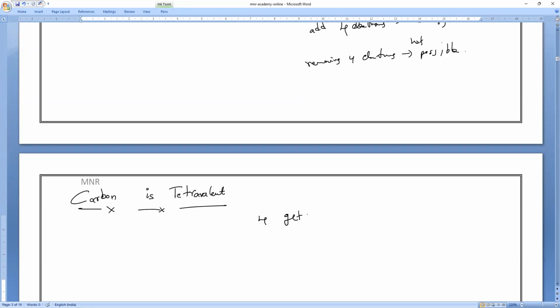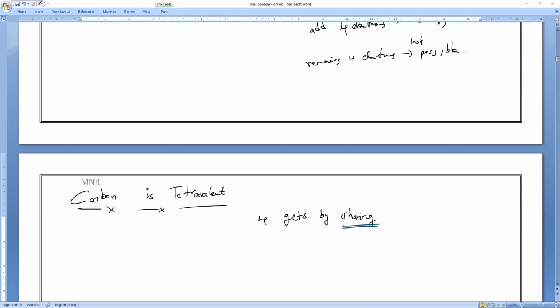Which it will get only by what? Only by sharing, or by donating or accepting? Only by sharing. Okay, so write the statement. A carbon atom has 4 electrons in its outermost shell. Pugal, are you writing the notes? Sanjay? Carbon has 4 electrons in its outermost shell.